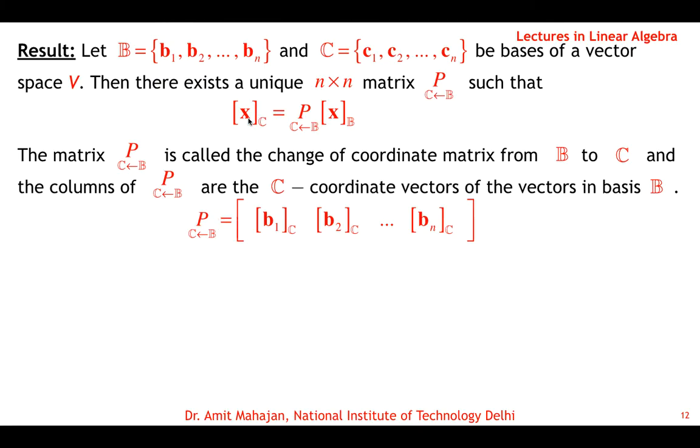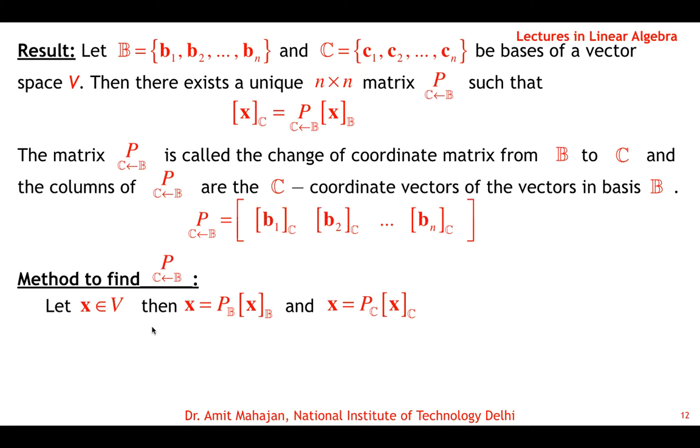And the C coordinate of x and B coordinate of x are related by this equation. So how to find this P B to C, if you are given these two bases? Let x be any vector in the vector space V. Clearly x can be written as a linear combination of basis B, and x can also be written as a linear combination of basis C.